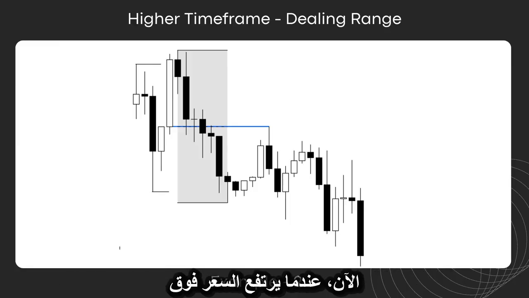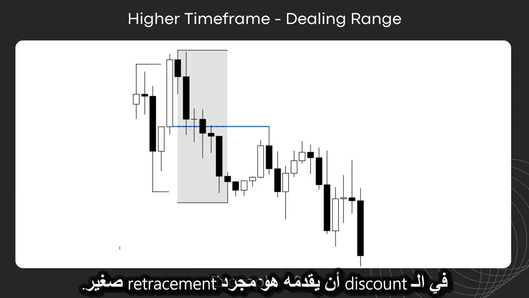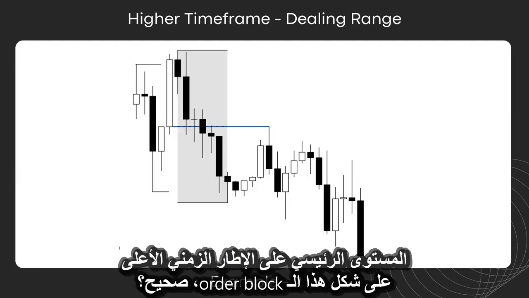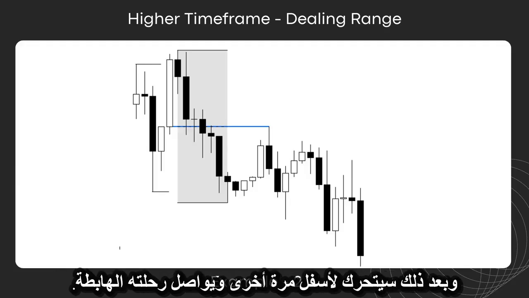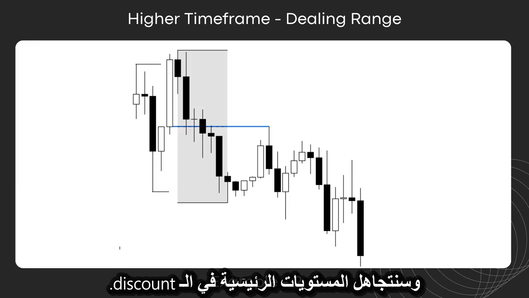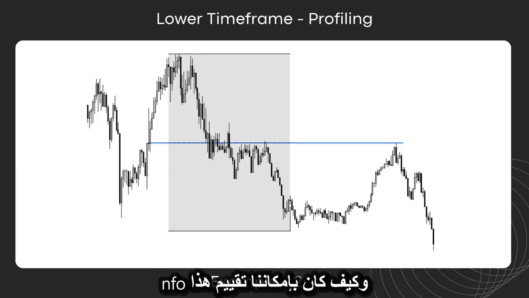Now, when price retraces above and tests this FVG in the discount region, right, the most this discount key level will be able to offer is just a small retracement, but then price would expand higher again on the lower time frame to go and test the higher time frame key level in the form of this order block, right? And then once it tests that order block, it will rebalance the whole range, and then it will move lower again and continue its bearish journey. So our main focus in this bearish dealing range would be the premium key levels, and we would ignore the discount key levels. Now let's look at how it would look on the lower time frame with market profiles and how we could have gauged this info.